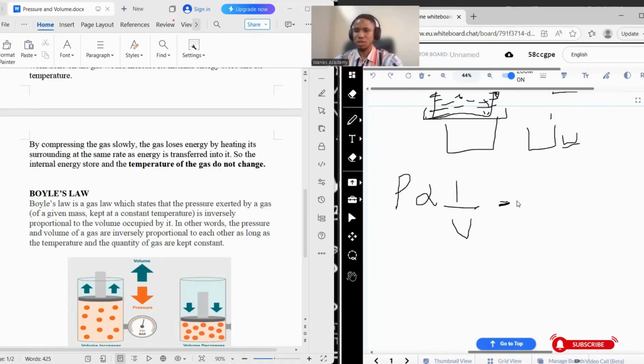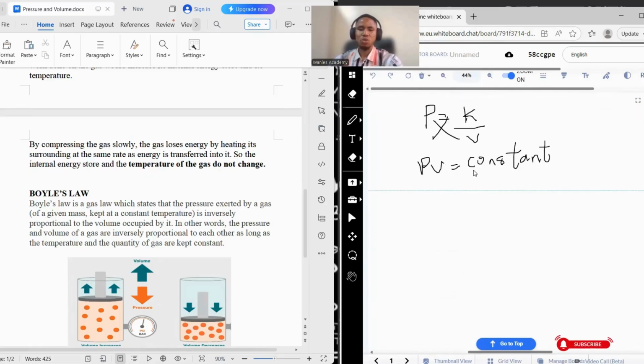So we have temperature that remains constant, which is K. So let's have this here. We have P equals, now this is 1, we're not making it the constant, which is K over V. We cross multiply to have PV equals K, where K is the constant. So PV equals constant, and that is what Boyle's law is.